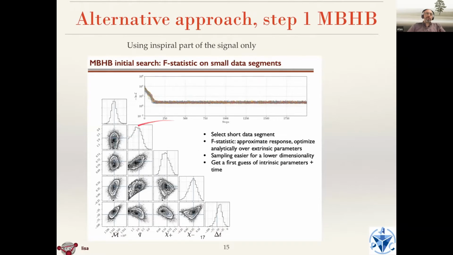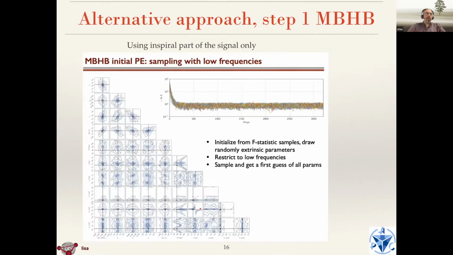Alternatively, you can start with just a stochastic method and run your favorite one, like Markov chain Monte Carlo or a genetic algorithm. Here's an example from Sylvain, running a stochastic Markov chain Monte Carlo. Again, it's very crude, but you already see the signal and you preliminarily see where the parameters are.